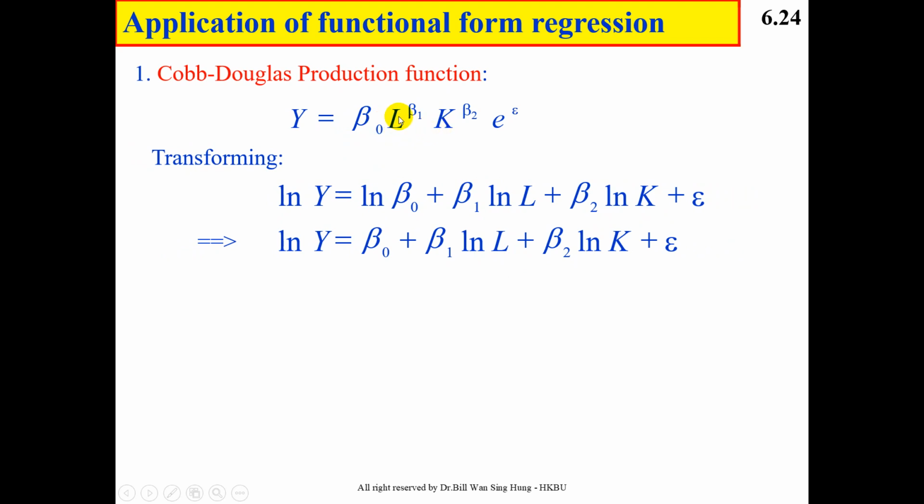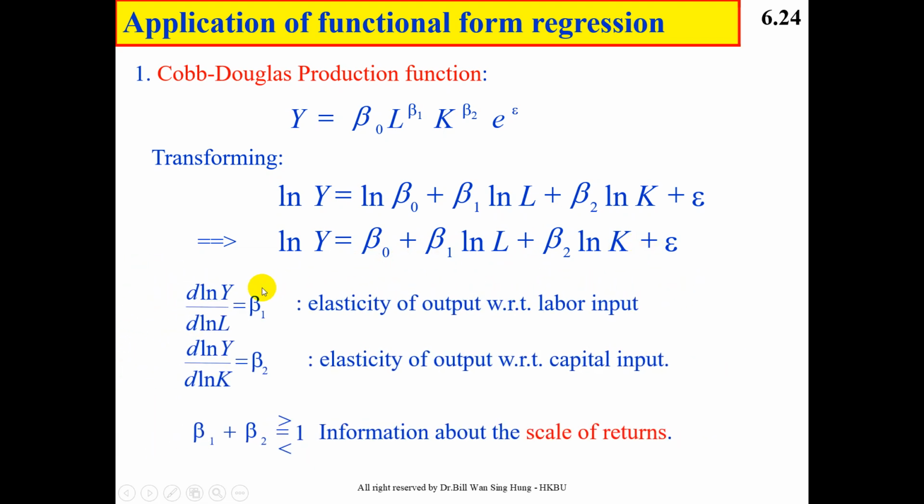So we can transform this by taking log on both sides. So natural log of y is equal to natural log of beta naught plus beta 1 natural log of labor plus beta 2 natural log of capital plus epsilon. So this implies natural log of y is equal to beta naught plus beta 1 natural log of L plus beta 2 natural log of K plus epsilon. And here beta 1 is equal to derivative of natural log of y divided by derivative of natural log of L, and this is the elasticity of output with respect to labor input, and beta 2 is the elasticity of output with respect to capital input.